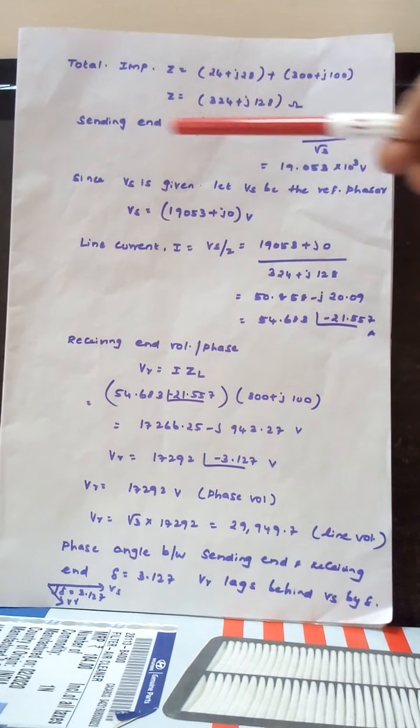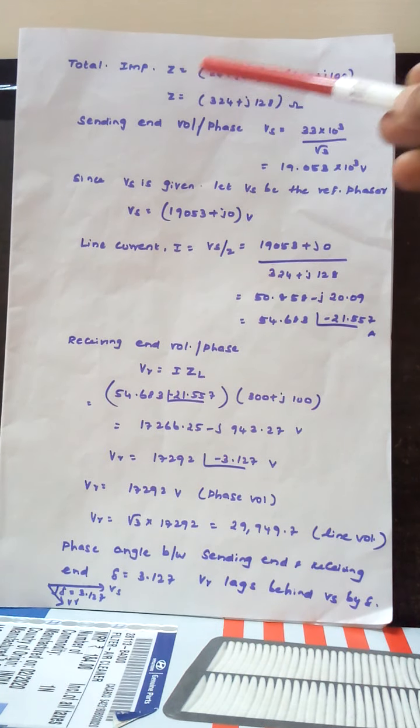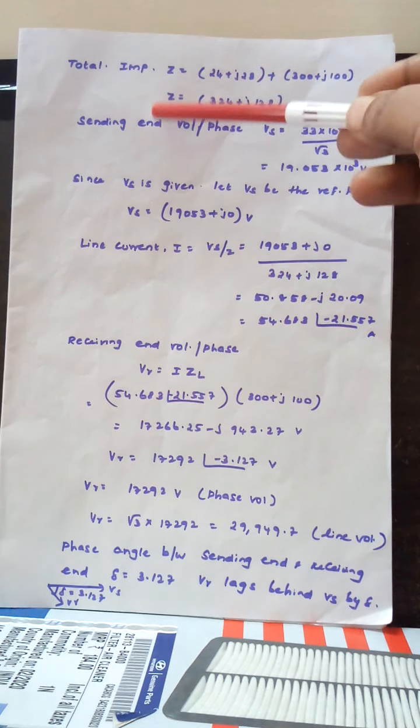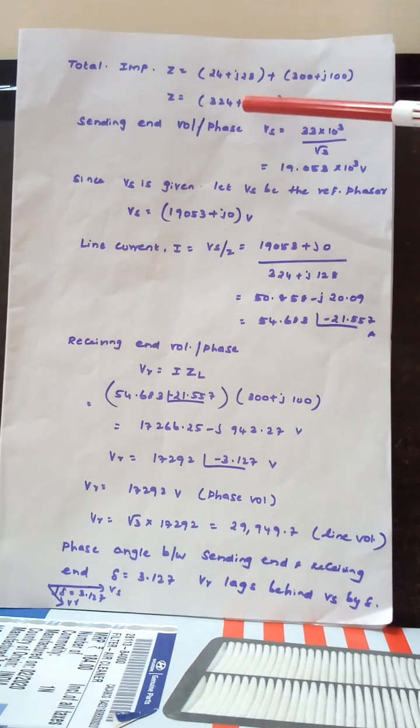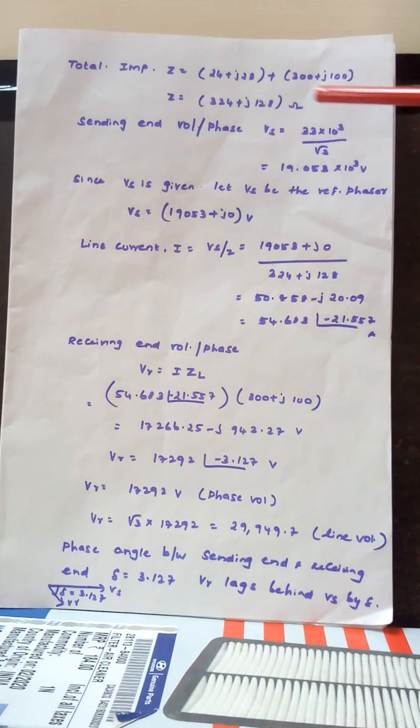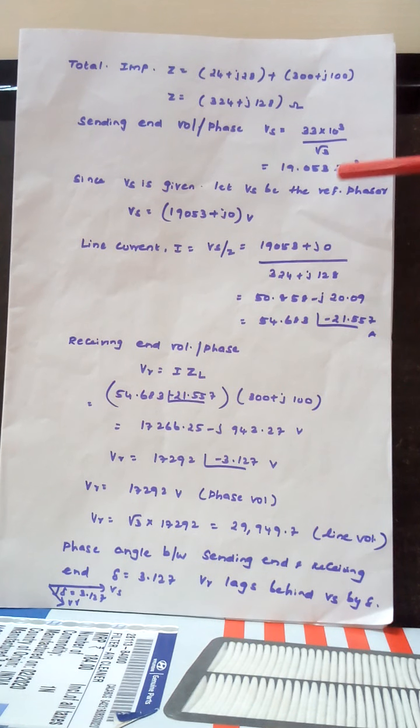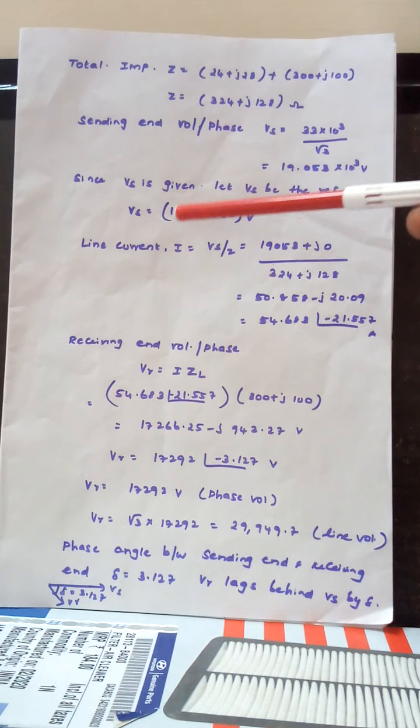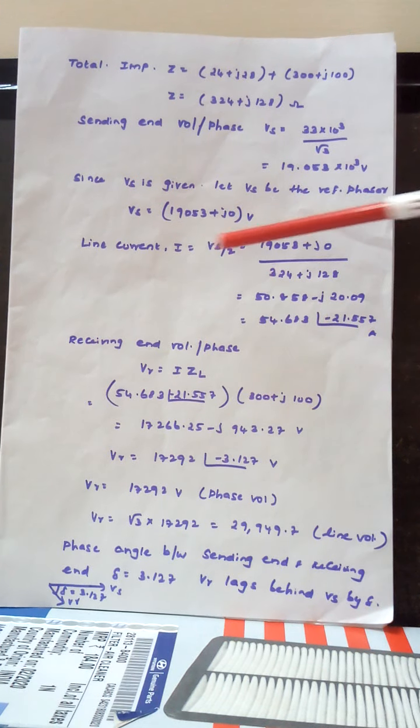From this we can find the total impedance. Adding the line impedance and load impedance, we get the total impedance 324 + j128 ohm. Next, the sending end voltage is given, and we convert it into per phase. It is given as 33 kV, so 33 × 10³ divided by √3, which gives 19.053 × 10³ volt. We take this as the reference phasor, so we can write it as 19053 + j0. This is your Vs value.